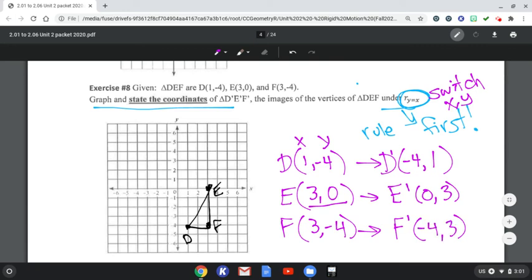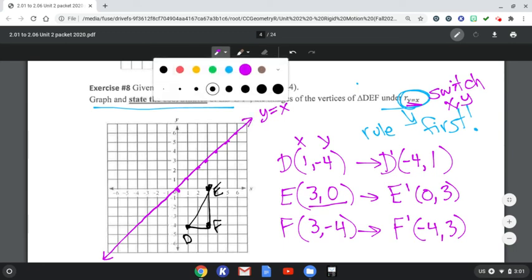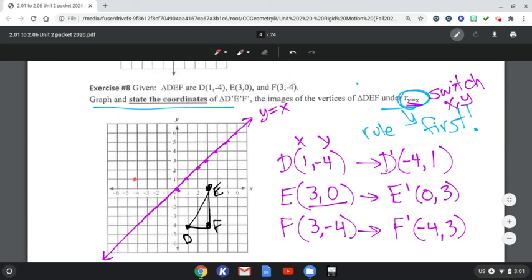So again, our line of reflection here, this y equals x line, is this diagonal line, y equals x, with a slope of 1 and crossing the y-axis at 0. Now I'm going to go back and do that one more time. Sorry about that. There we go. So now if I graph my new triangle, D prime is -4, 1.